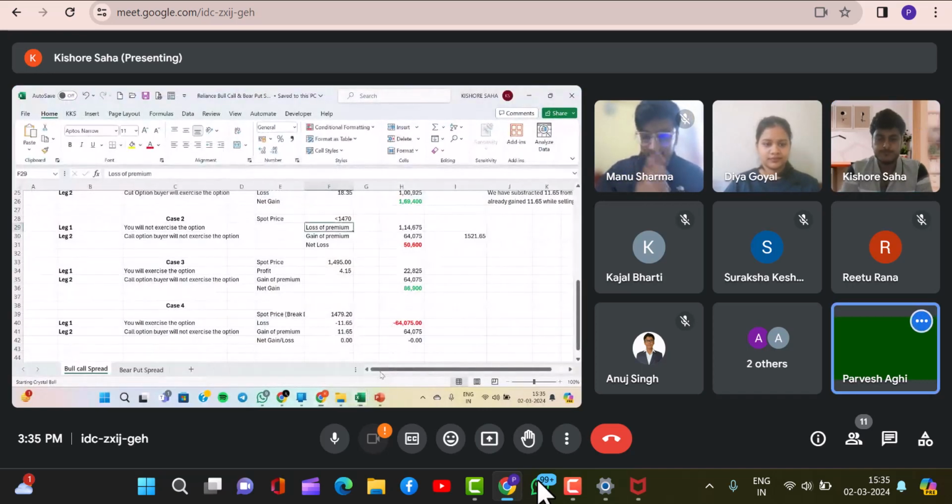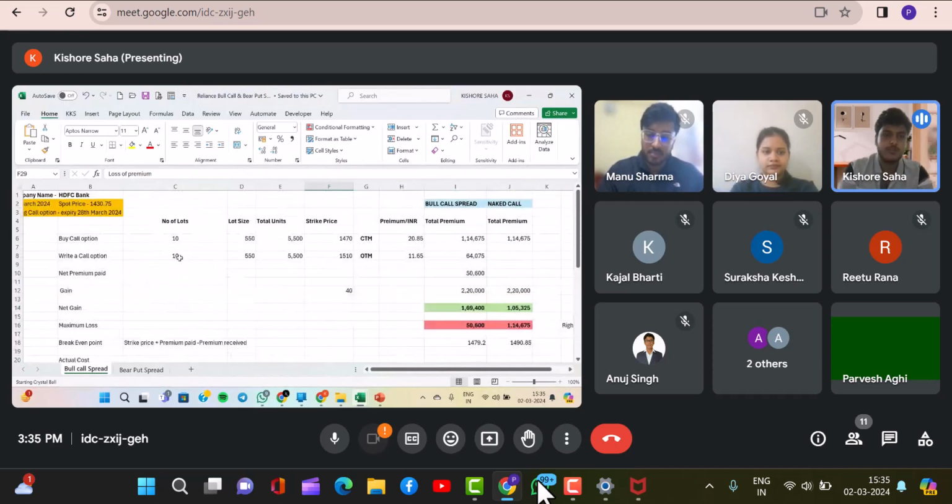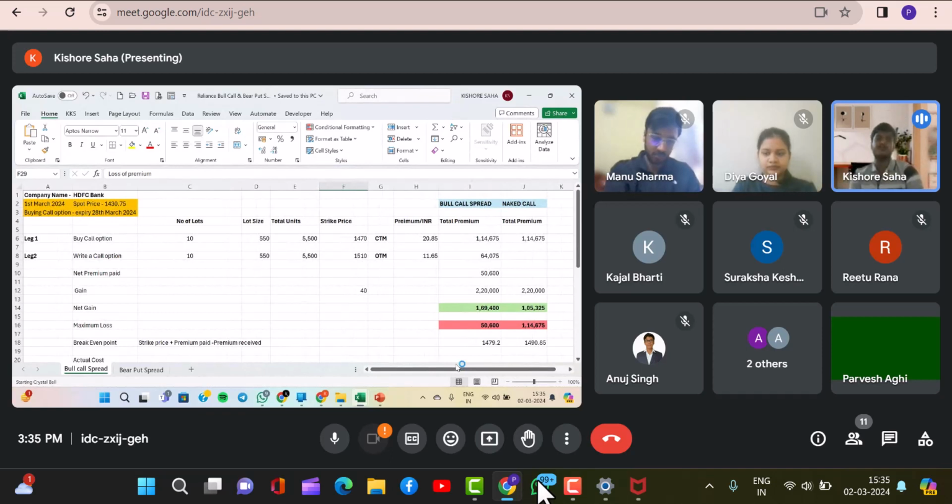Yes, it has come. Okay. So now I'll talk about two of the strategies that an option trader generally uses. So I'll talk about a bull call spread strategy and a bear put spread strategy.